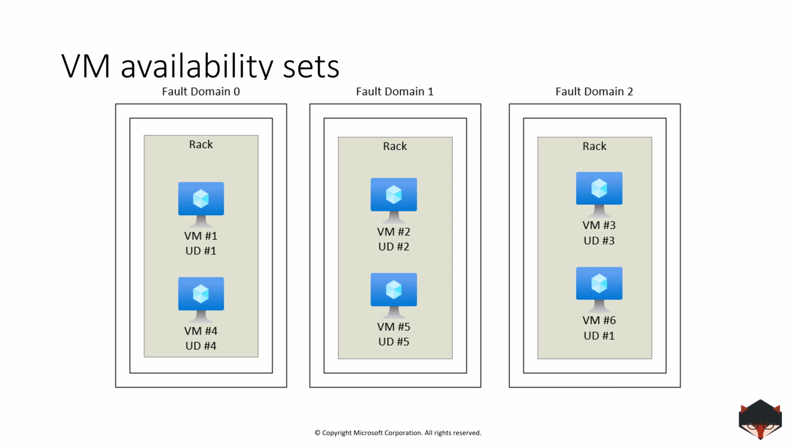So what is a fault domain? A fault domain groups your VMs by common power source and network switch. By default, an availability set will split your VMs across up to three fault domains. This helps protect against physical power or network failures by having VMs in different fault domains, thus being connected to different power and networking resources. Best of all, there's no additional cost for configuring an availability set. You only pay for the VM instances you create.